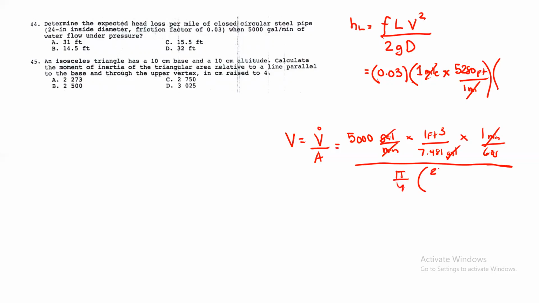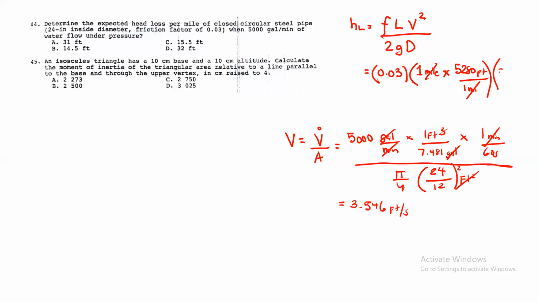So, 24 inches divided by 12, para maging feet. So, squared yan, maging feet squared. So, makancel si feet squared. Si feet dito. So, maging feet na lang to, feet per second. So, velocity natin dito is 3.546 feet per second. So, ito yung sa-substitute natin dito.